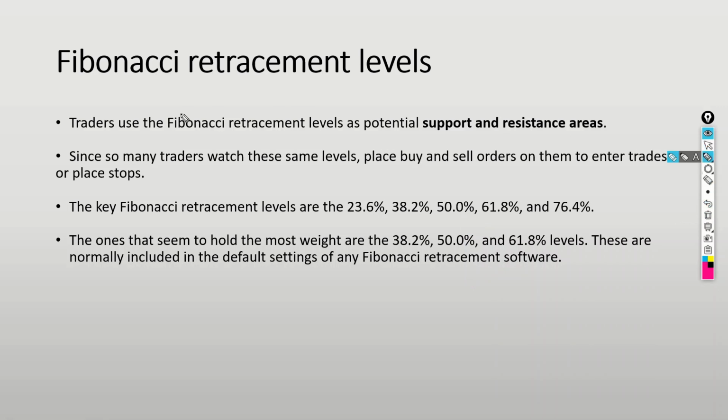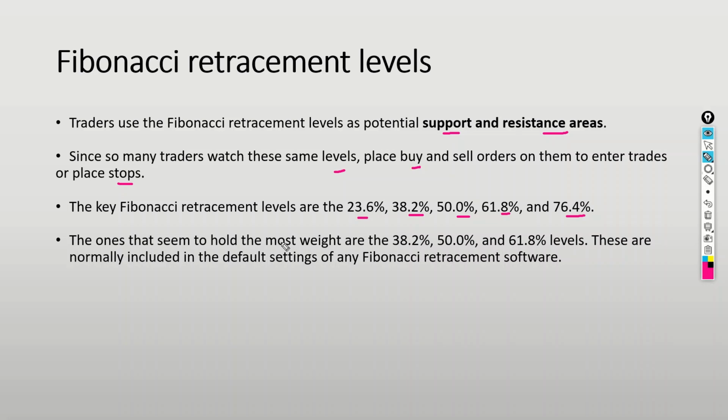Traders use Fibonacci retracement levels as potential support and resistance areas. Since so many traders watch these same levels, they place buy and sell orders on them to enter trades or to place stop losses. The key Fibonacci levels are the 23.6%, 38.2%, the 50.0%, then the 61.8%, and then the 76.4%.